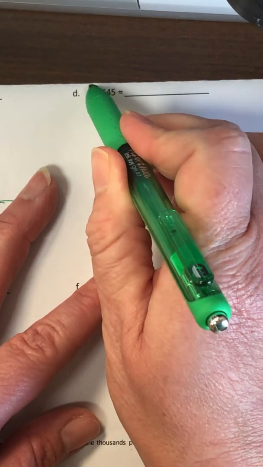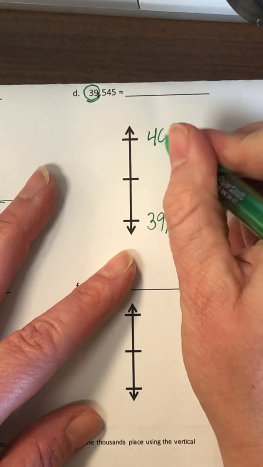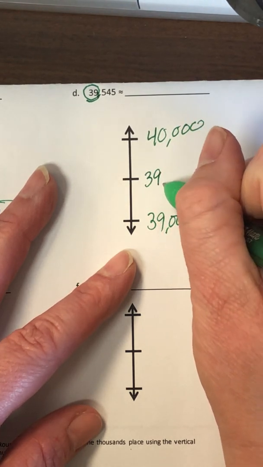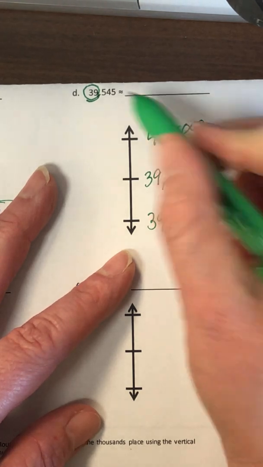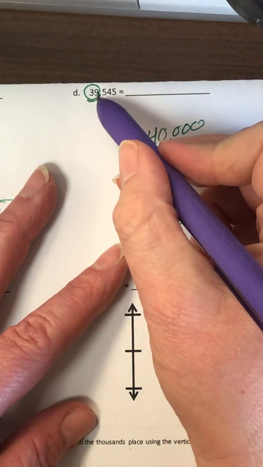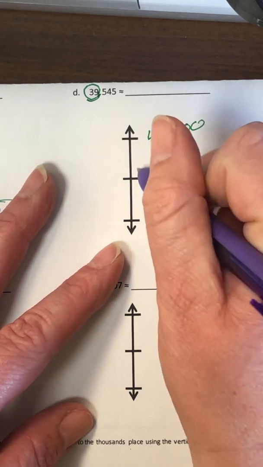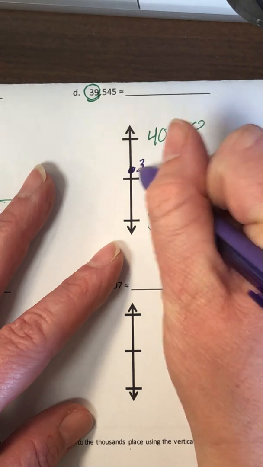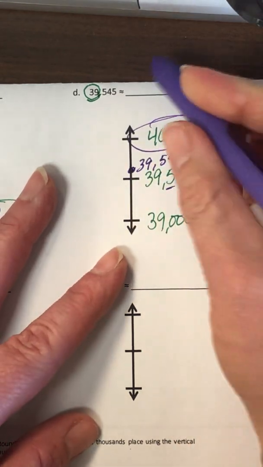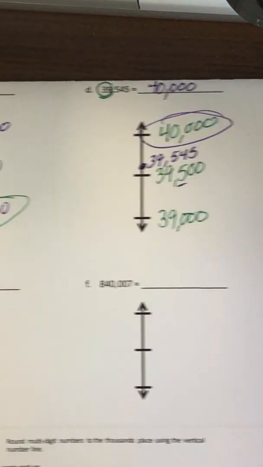I have 39 thousands. So I put 39,000 down here. One more is going to be 40,000. My midpoint between 39 and 40 is going to be 39,500. Then I've got to place my number into the correct spot. Well, it's 39,545. Well, this is 500. Even if it was 501, then I would have to go above that. So 39,545 is going to be above my midpoint. So therefore, it is rounded to 40,000, being the closest thousand.